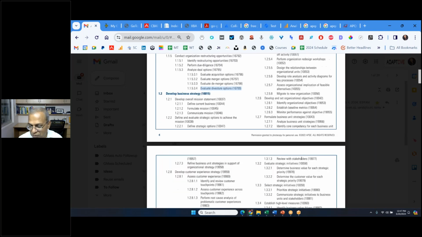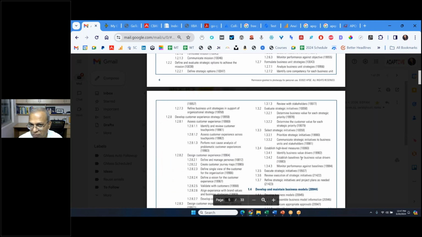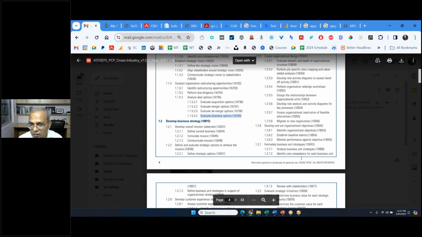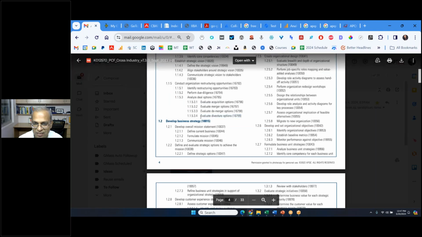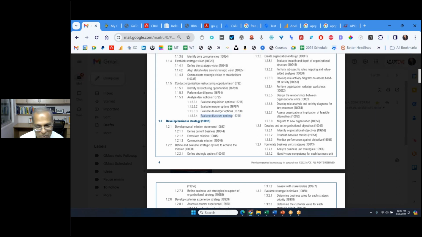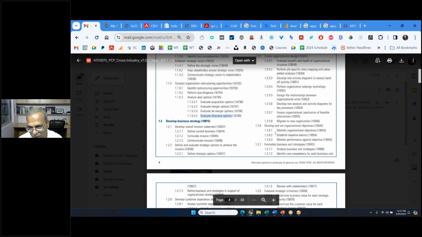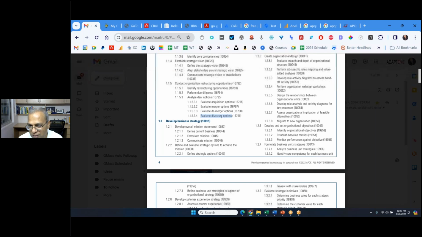So how would I read more about it? These are just like an index, a table of contents, but how would I read more about these? Then you have to go to Google. From this, you have to go to Google and look for what is this divestiture, because I don't understand divestiture. So you have to go and search for that.